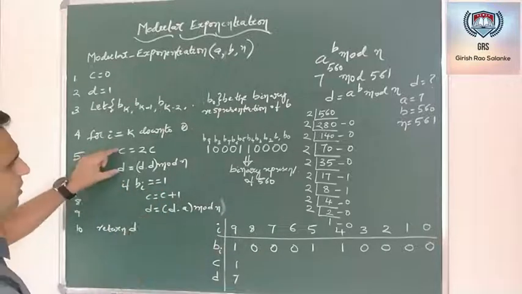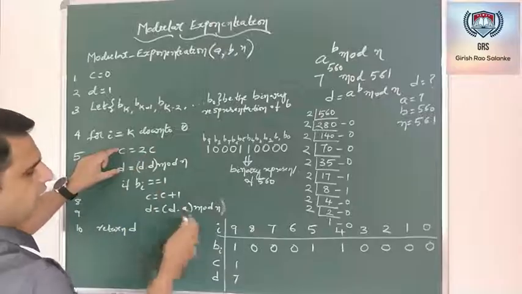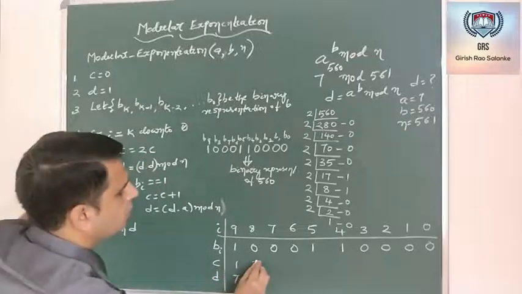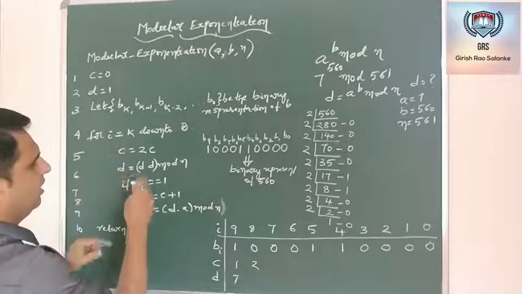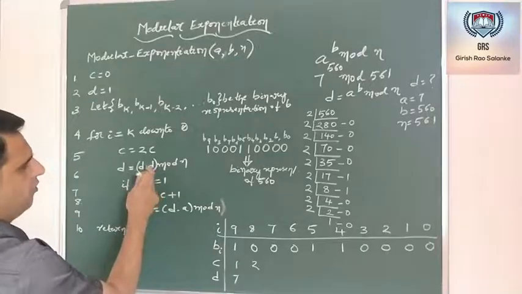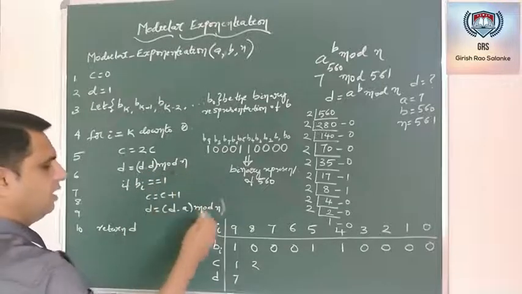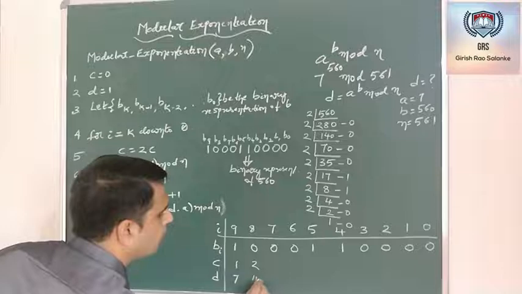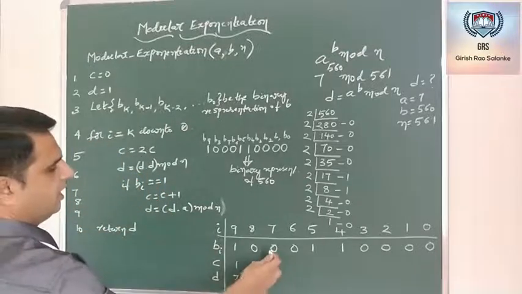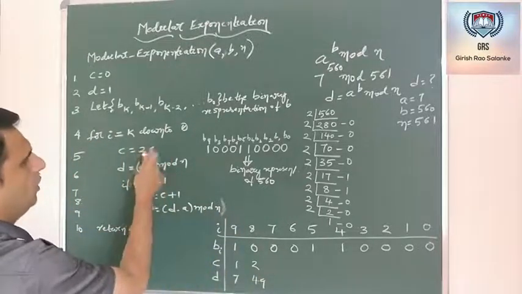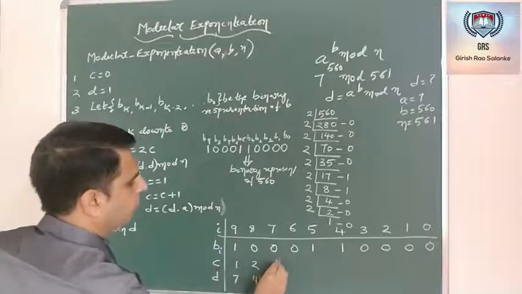Next, BI is 0. So now if BI is 0, this case: C is equal to 2C. C is 1, 2 into 1 is 2. Now my D is 7 into 7, that is 49, and 49 mod 561 is 49. Next, my BI is 0 again, so 2 into C: 2 into 2 is 4.